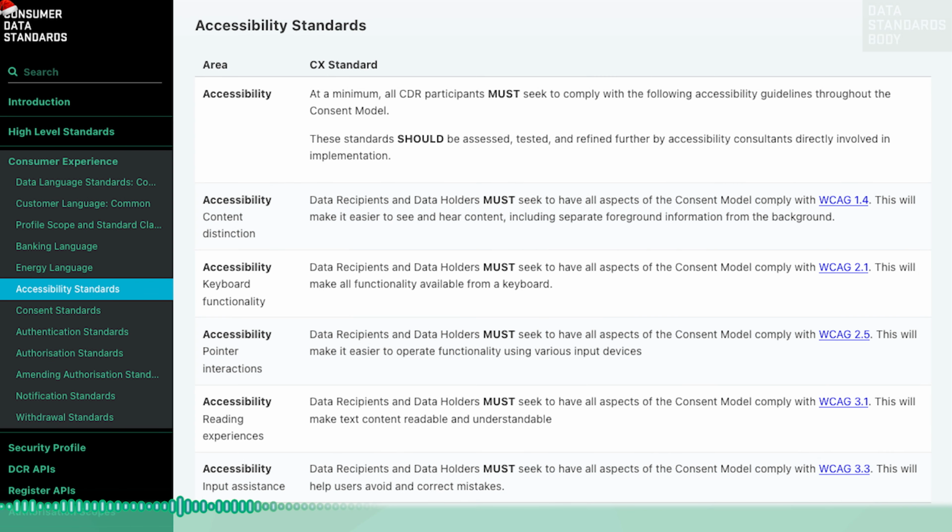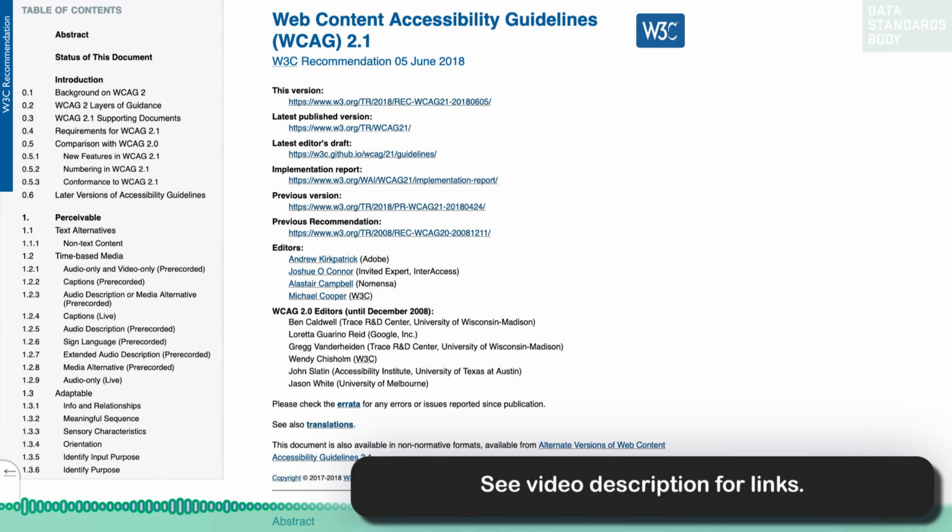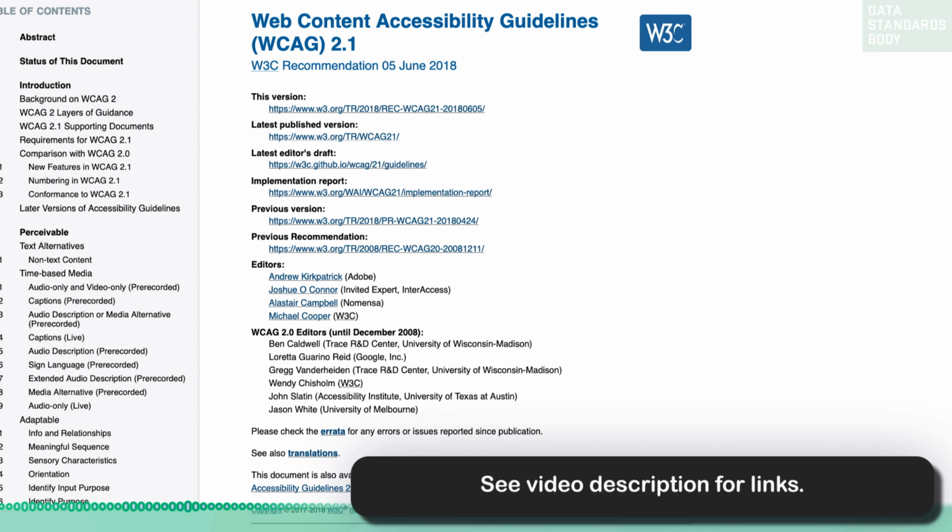The CX accessibility standards are specified to aid comprehension and accessibility. They relate to the Web Content Accessibility Guidelines, WCAG.